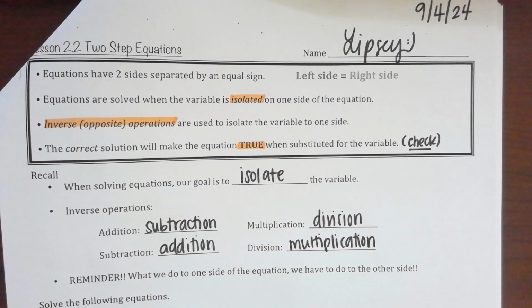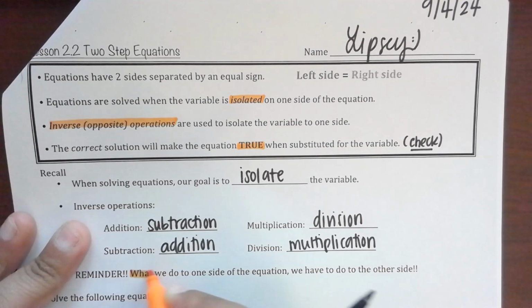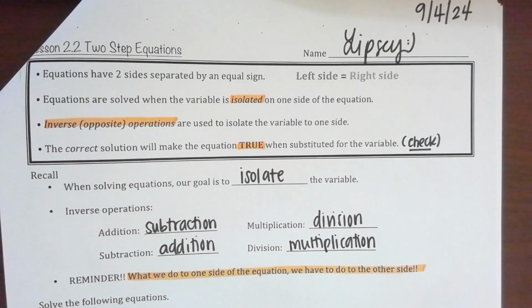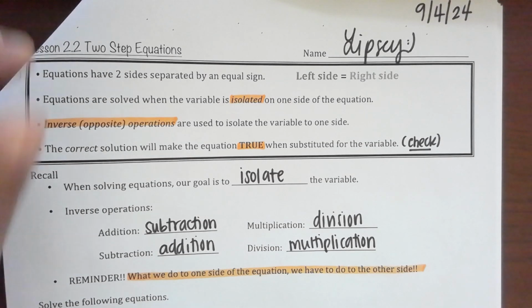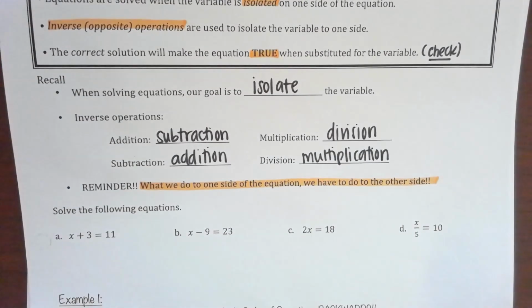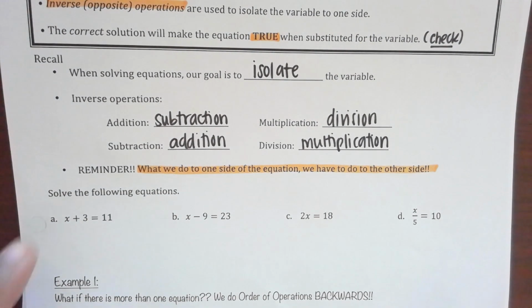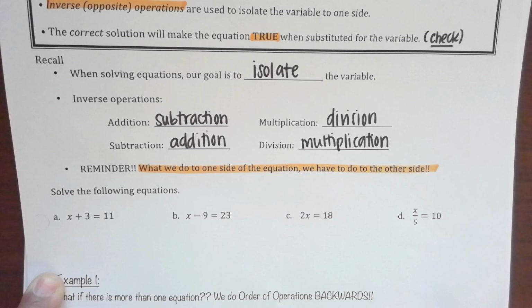We need to remind ourselves that what we do on one side of the equation, we must do to the other side. This is a common mistake that happens because we often mess up the inverse operation, but then we forget we must use it on both sides. So this is recalling one-step equations from yesterday.